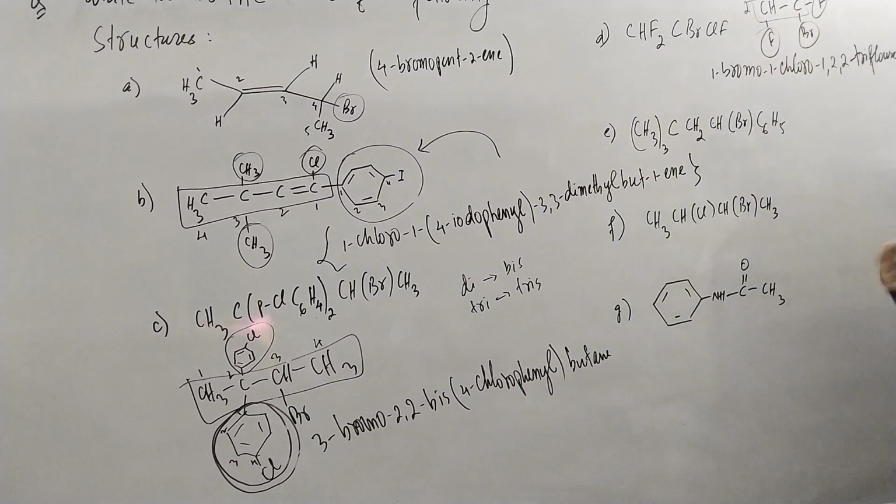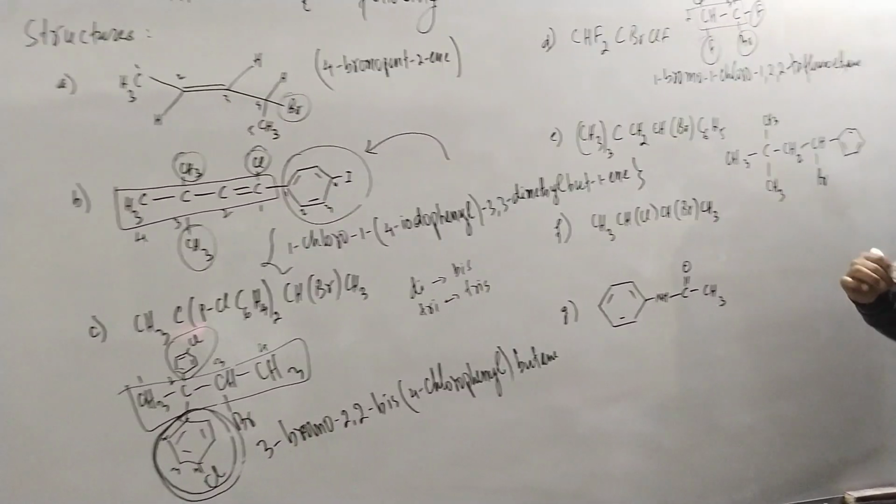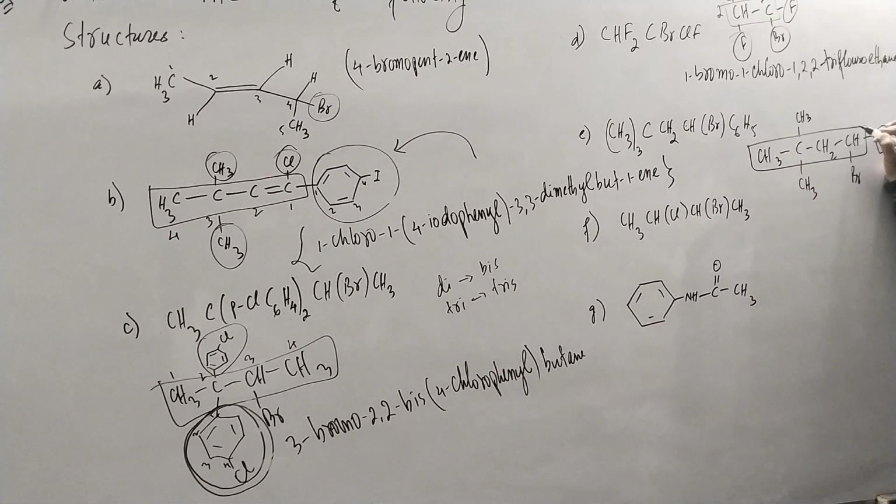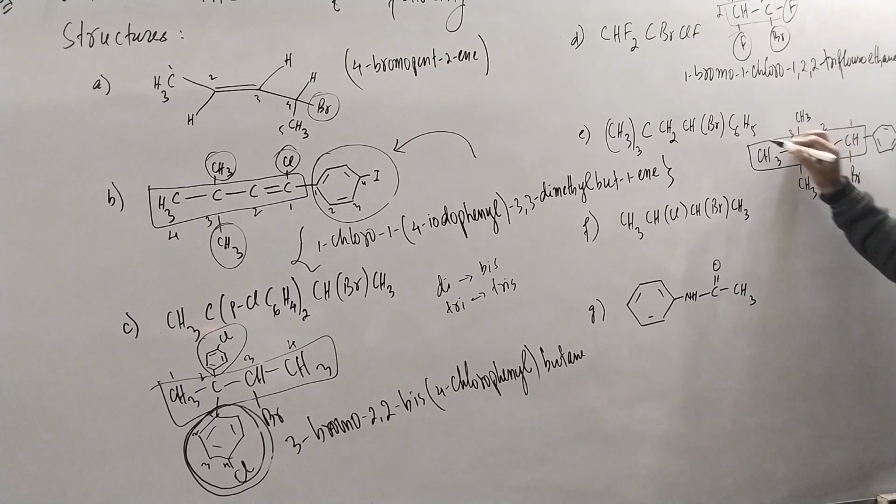Okay, again, let me draw the structure of this compound. CH3 are attached to this carbon atom. CH2CHBr is there. Then here C6H5 is phenyl. So how to name this compound? This is our main chain. Then this is first carbon atom, second carbon atom, third and fourth.